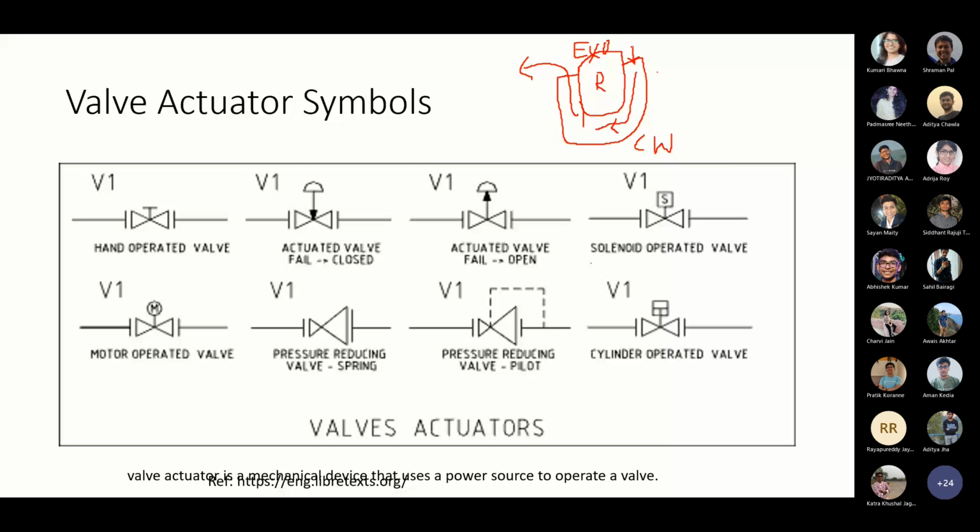Now this inlet water line is connected to a control valve. This control valve is operated either pneumatically or electrically. Sometimes this pneumatic pressure line is broken, or suddenly the power goes off.